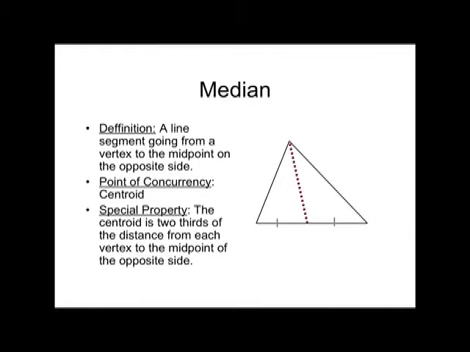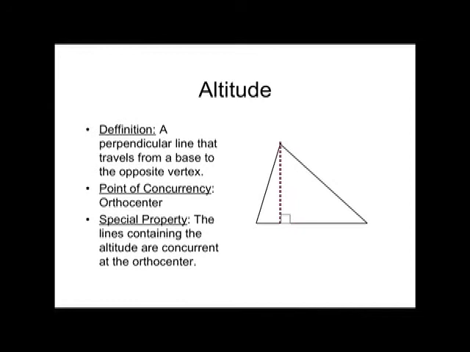And finally, we have an altitude. An altitude is a bit similar to a perpendicular bisector because we're dealing with two lines that are perpendicular to each other. But instead of a line going from a midpoint straight up, it's going from a vertex straight down, or in any other direction, as long as it's perpendicular to the base opposite of it. The point of concurrency for an altitude is the orthocenter, and the special property is that the lines containing the altitudes are concurrent at the orthocenter.